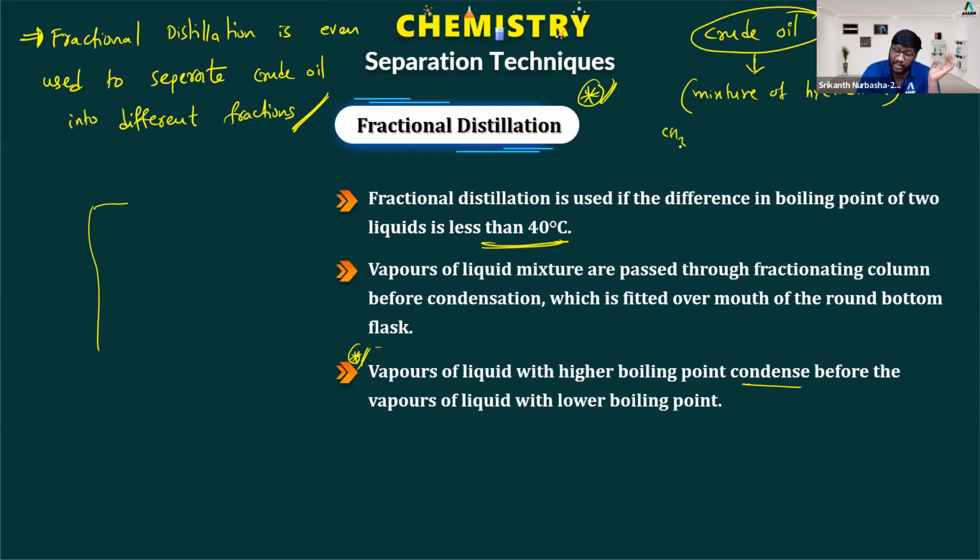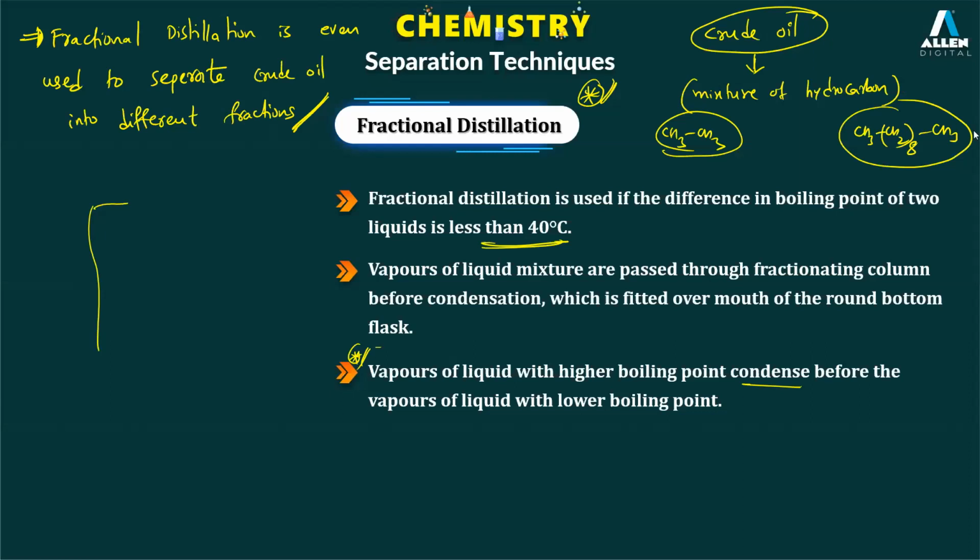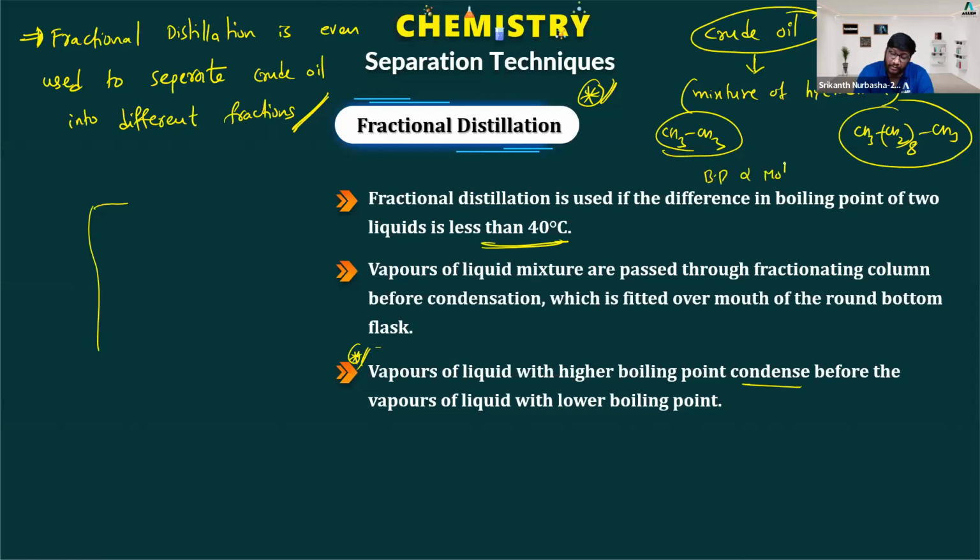Let us take a simple hydrocarbon like CH3CH3, and a very large hydrocarbon like CH3(CH2)8CH3. Which will have the higher boiling point among these two? Like I have ethane and decane. Decane, because boiling point is directly proportional to molecular mass. Very good.